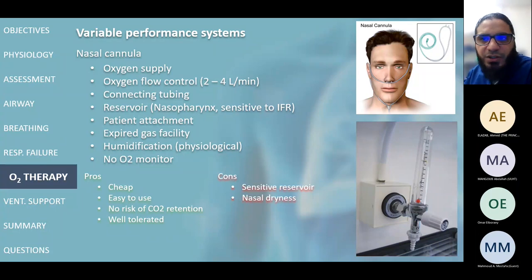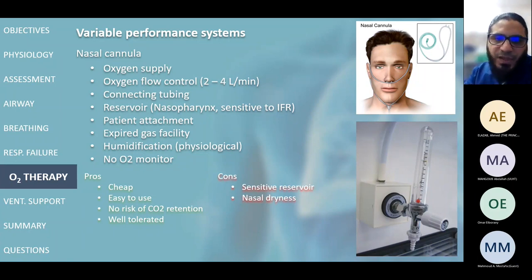There is no humidification on the nasal cannula, which is one of the disadvantages and can cause nasal dryness. It just uses the physiological humidification system from the nasal mucosa, and you don't have an oxygen monitor attached to it. So the advantage is it's cheap, simple. Anybody can easily use it with the patients.